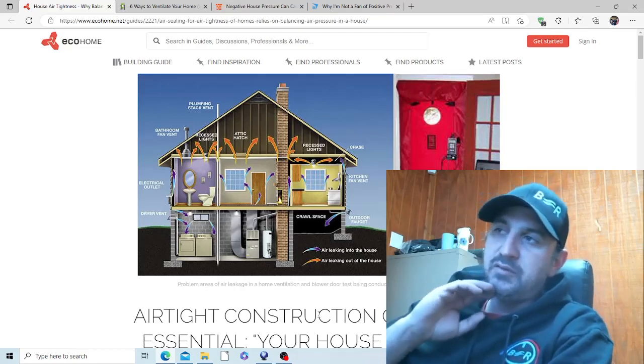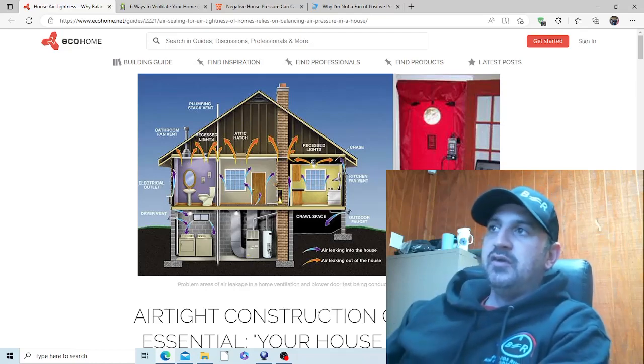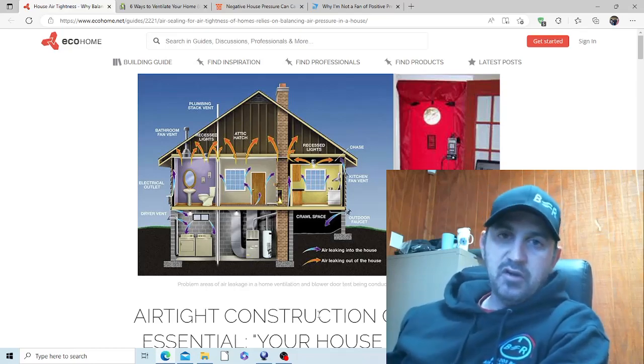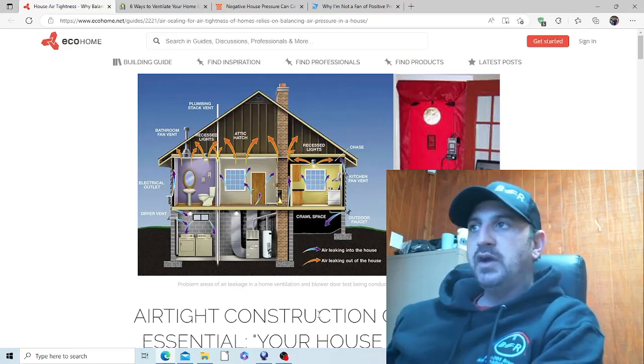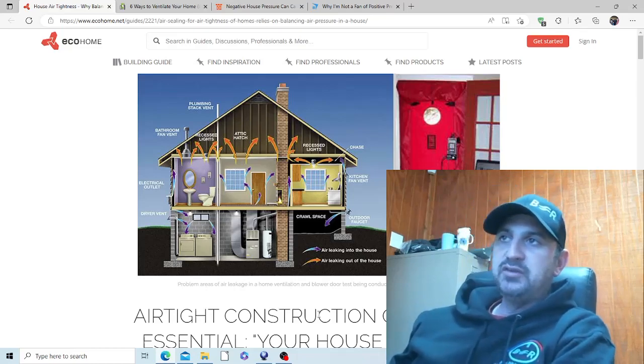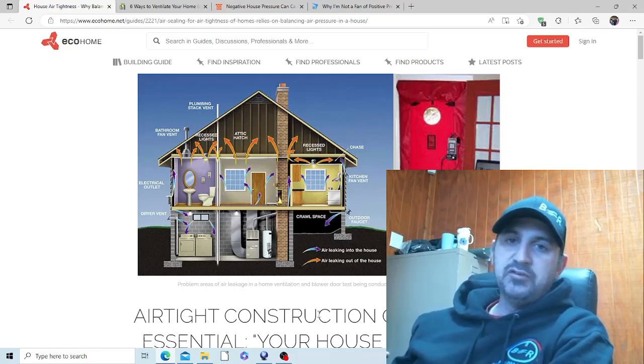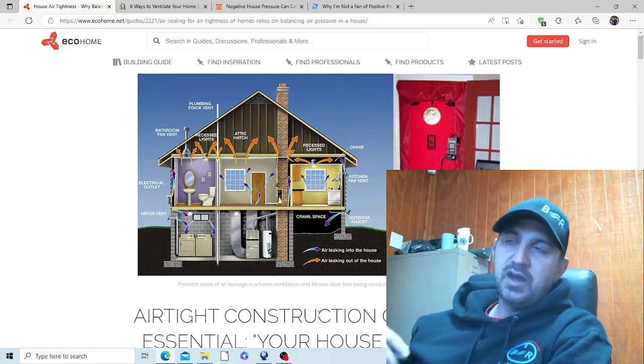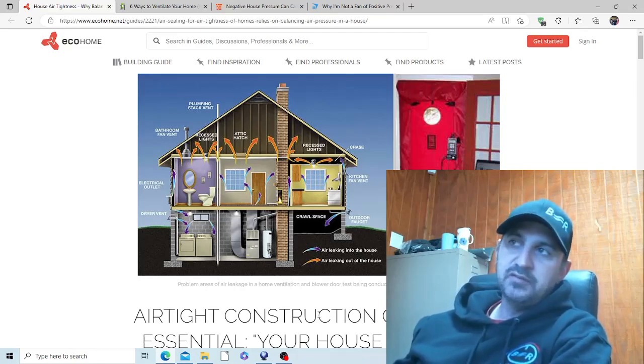So basically, when you seal a house, there's a certain amount of air that your home will hold, right? And there's a thing called a blower door test that you can do that will tell you exactly how many times the air inside of your home is exchanged or changed out with fresh air from the outside.